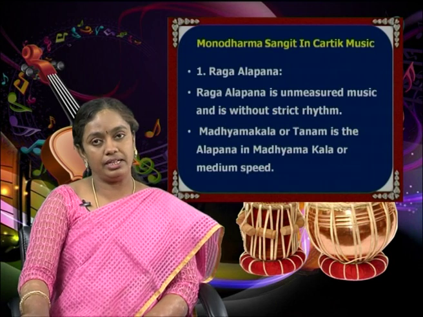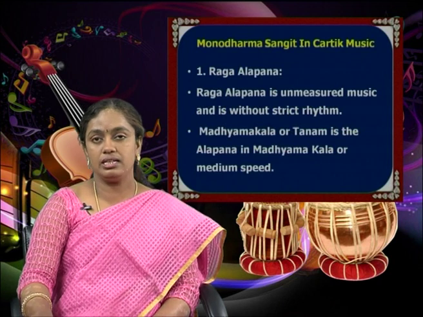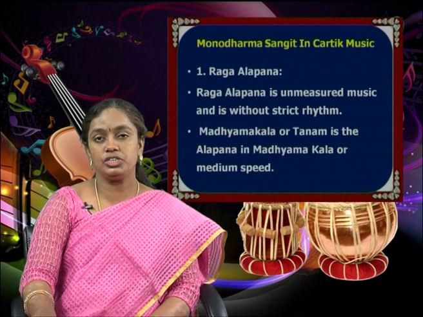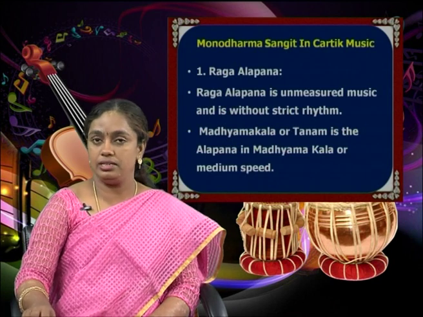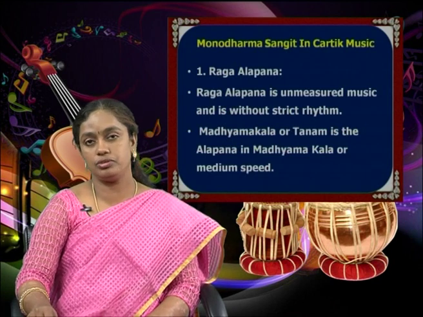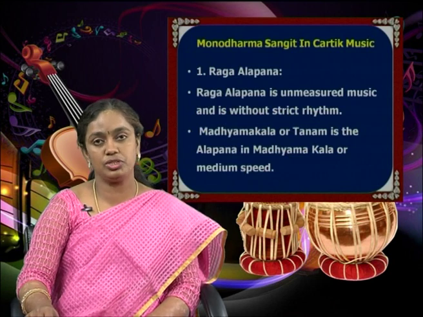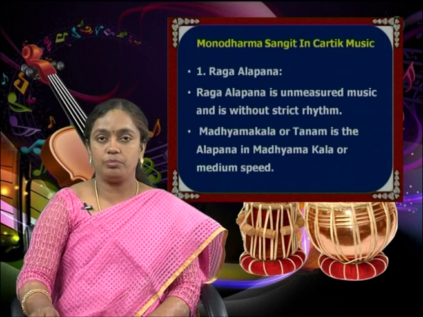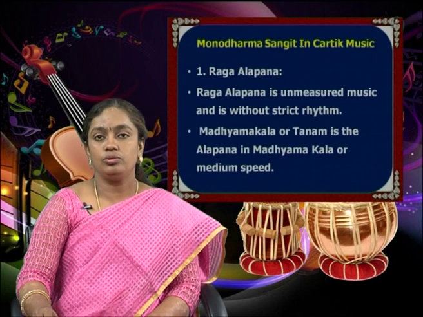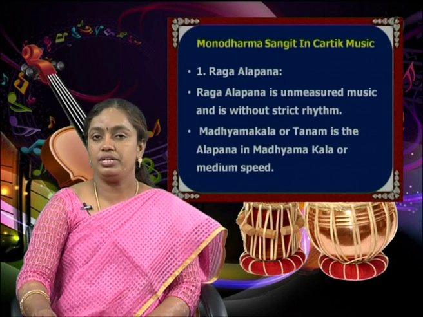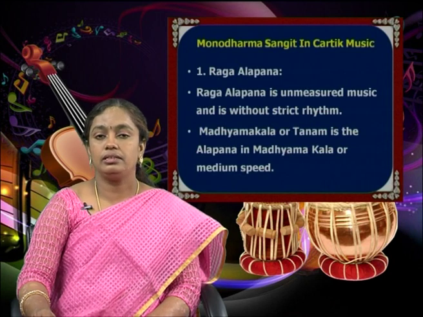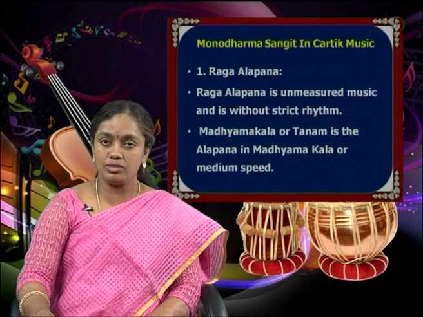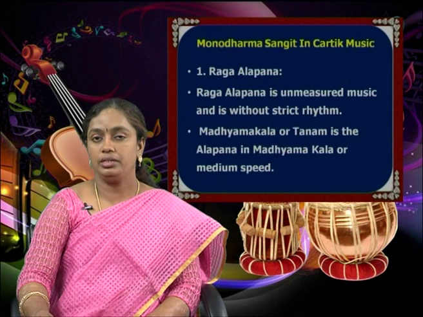If you observe in Kirtanas, Javalis, Tillanas and other rhythmic compositions, they are all bound to a particular rhythm in Tala. It is composed in Adi Tala, Rupaka Tala, Misra Chapu and Khanda Chapu and many more Talas. So all the compositions based on rhythmic style are known as Kirtanas, and particularly Raga Alapana has no rhythmic measure in its content.